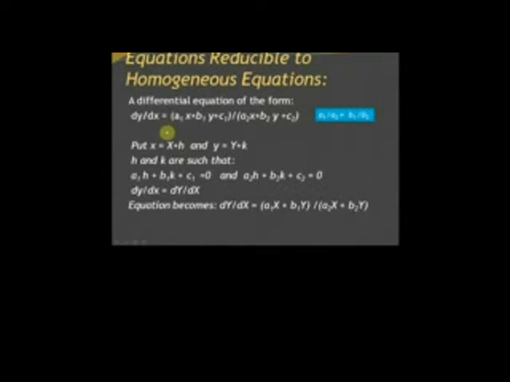So what we do is we solve these two equations and find the point of intersection. Let us say it is h, k. We put small x equal to capital X plus h and small y equal to capital Y plus k. So dy by dx would be equal to d of capital Y by d of capital X, and hence the equation reduces to d of capital Y by d of capital X equal to a1 times capital X plus b1 times capital Y divided by a2 times capital X plus b2 times capital Y. Now this is a homogeneous form and can be easily solved.